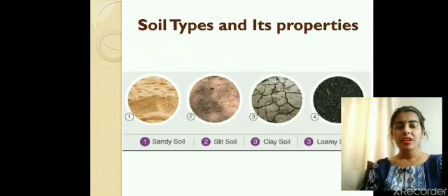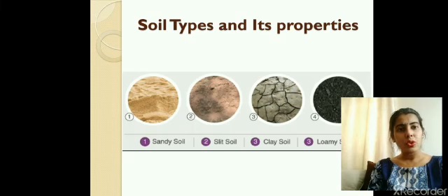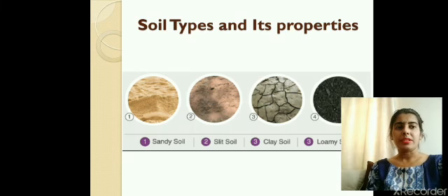So in our previous discussion, we have learned about the various uses of soil, importance of soil, and the formation of soil, that is the process of weathering. So today we'll be learning about the different types of soil and their properties.